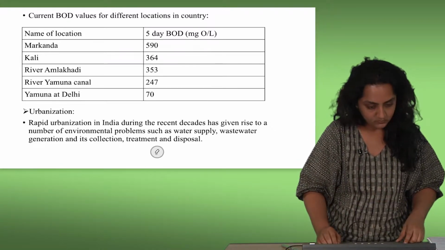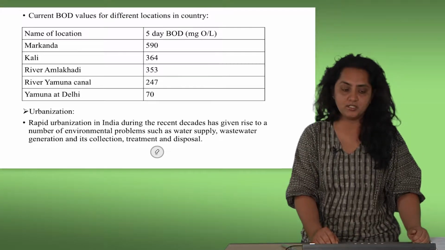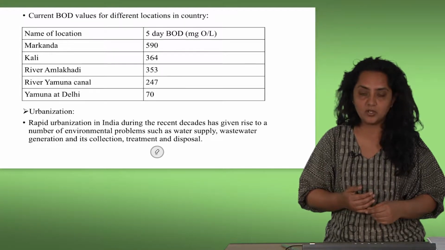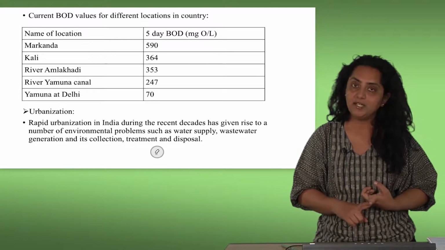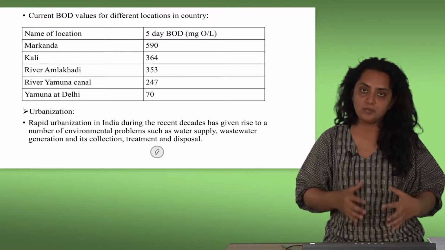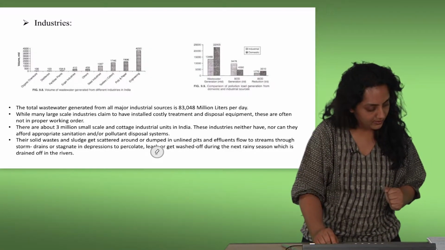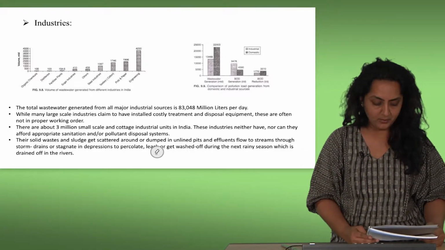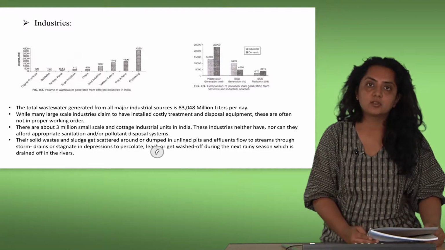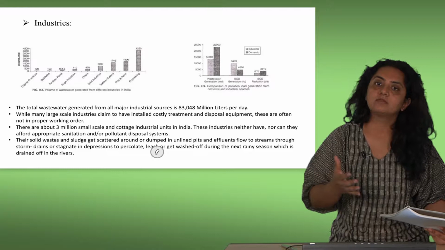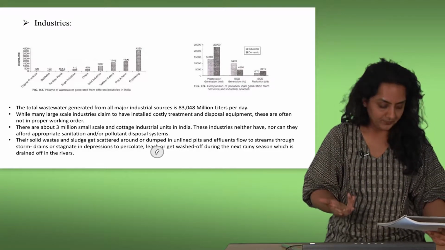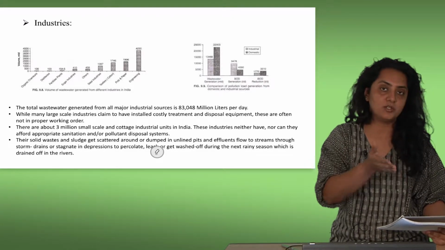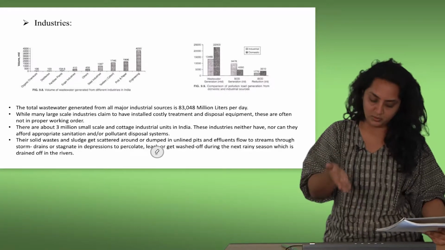The next reason for pollution is urbanization. Rapid urbanization in India during the recent decades has given rise to a number of environmental problems such as water supply, wastewater generation and its collection, treatment and disposal. Many towns and cities which came up on the bank of rivers were developed years ago. This was because they were close to rivers, so they used to get fresh water supply. Since more people moved from rural to urban areas, there was stress on everything, including the water.